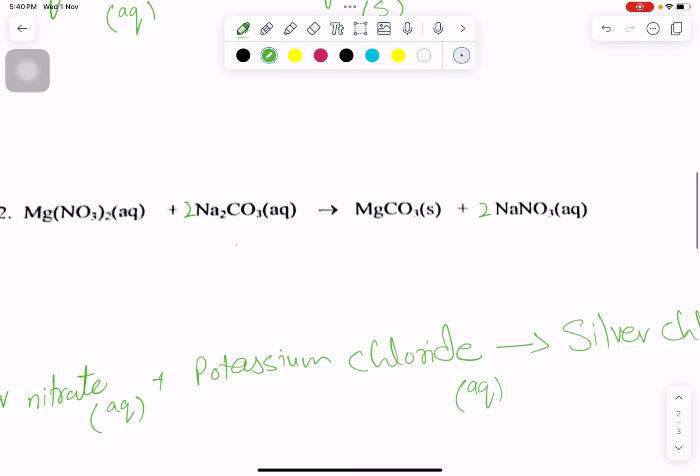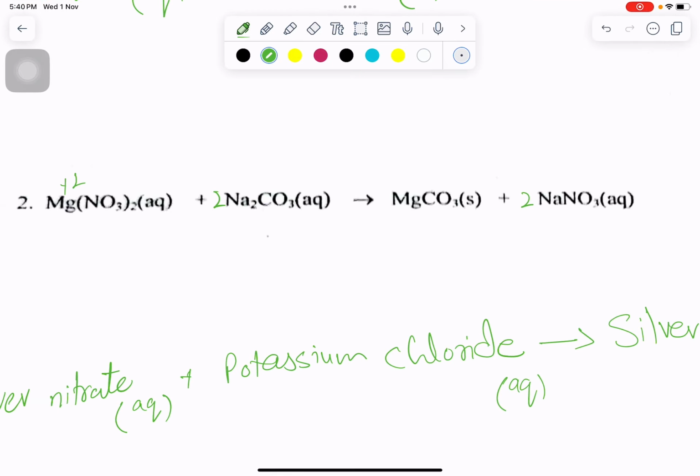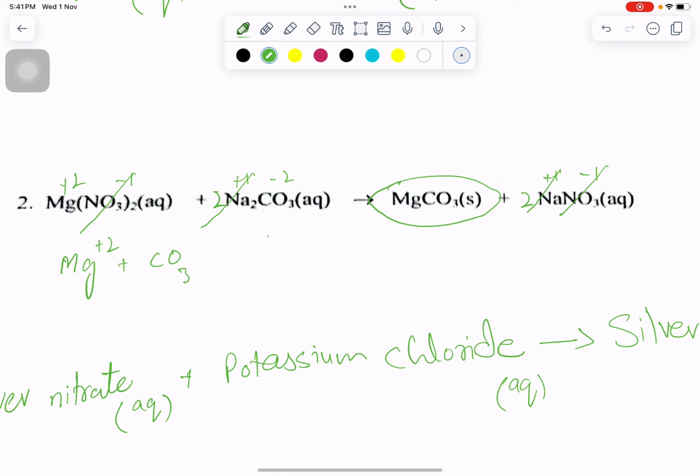Convert the aqueous solution into ions, +2 and -1. Here we have +1 -2 and here we have plus 1 and negative 1. Now this cannot be ionized because it is in solid form. Now cancel out sodium with sodium, and nitrate with nitrate. Now what we have left over, Mg plus 2 plus CO3 negative 2 goes to MgCO3. This is how you have to proceed. It is aqueous and it is in solid form, as you know very well.